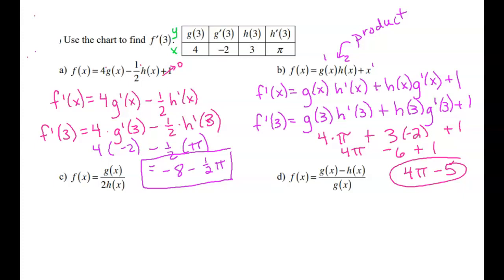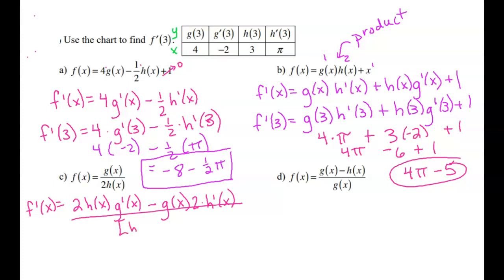All right, on C, you can keep the 2 or you could put the 1/2 out in front. I'm just going to keep the 2. So our derivative is low d high minus high. And then d low, remember that 2 is being multiplied, so it stays multiplied. And high d low all over low squared. So that will square the 2 also, okay?